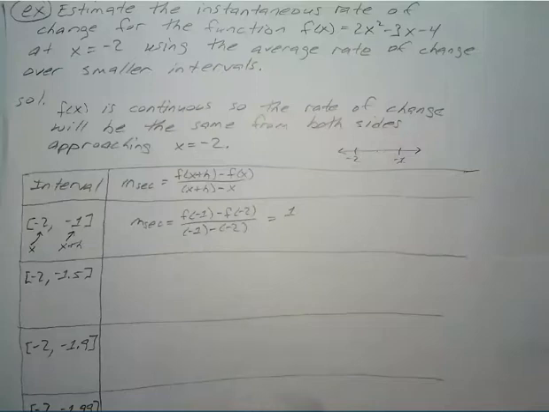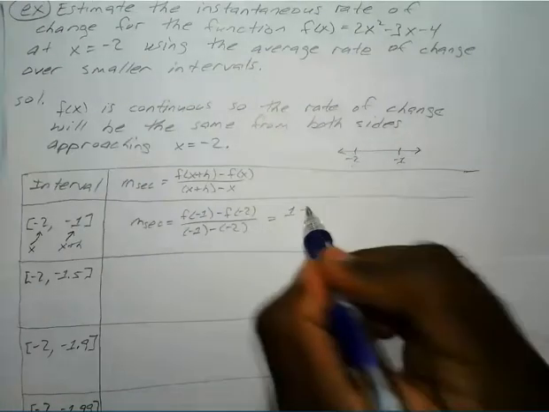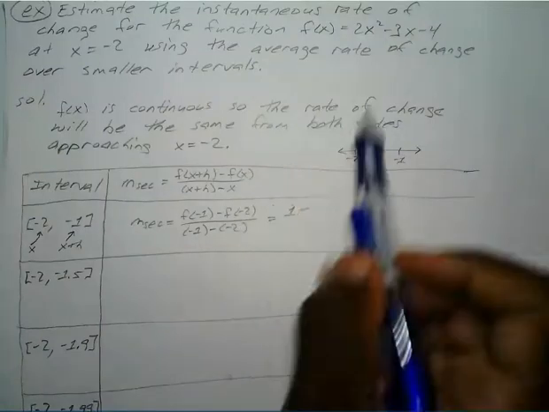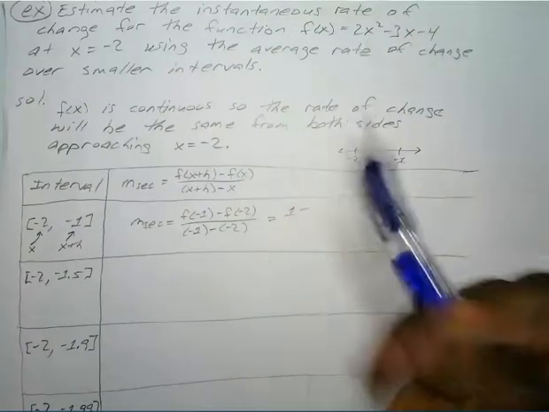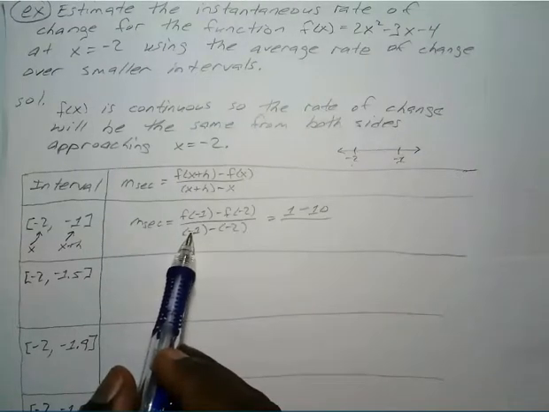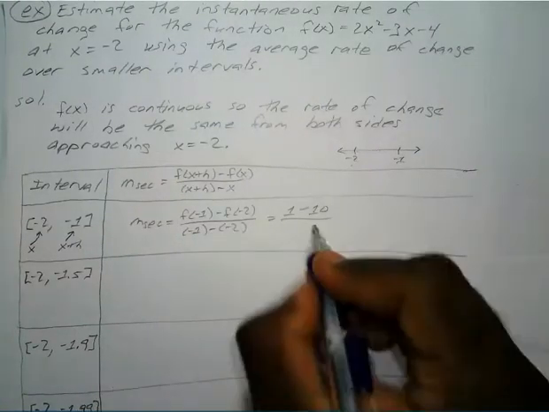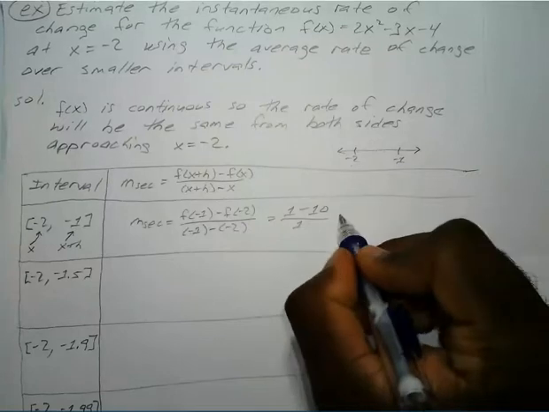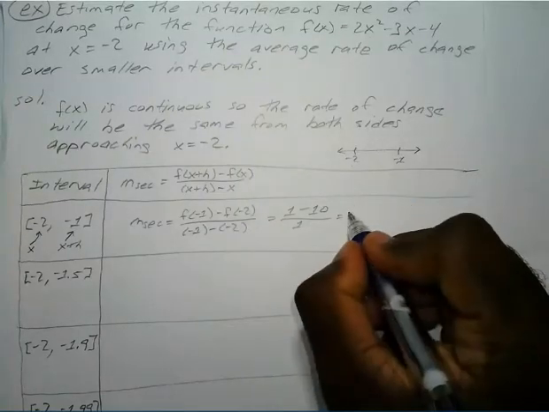So I'm just not going to work it all out because we're kind of limited on space. Minus f of negative 2, if you plug negative 2 into our function, you'll end up with 10. All over negative 1 minus negative 2 is just positive 1. So that's equal to negative 9.